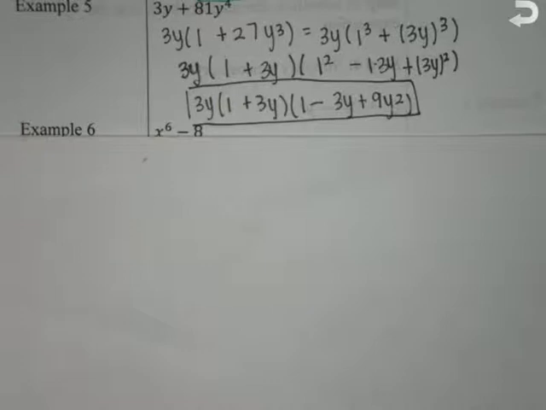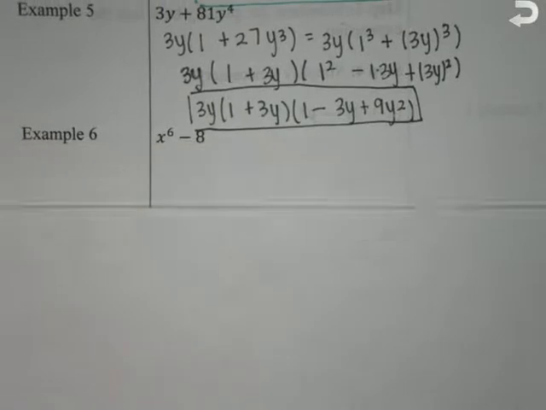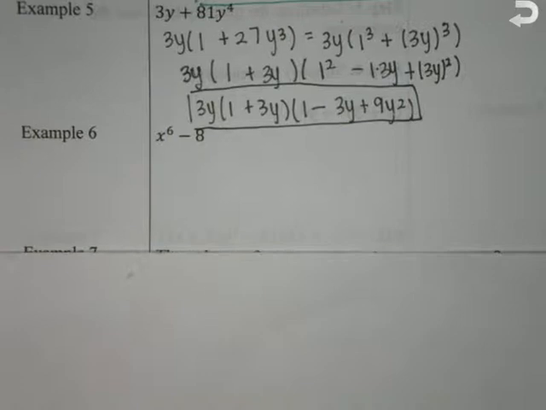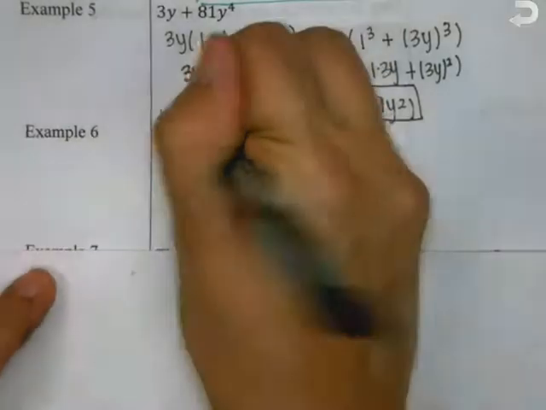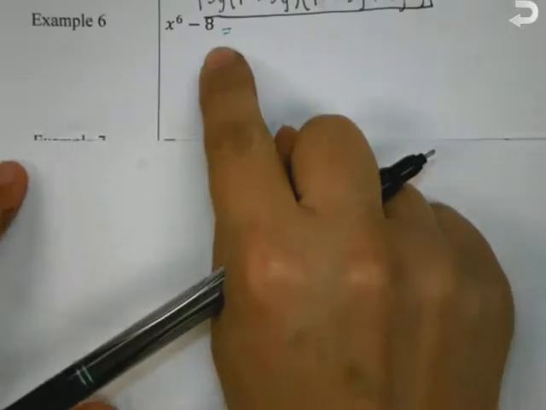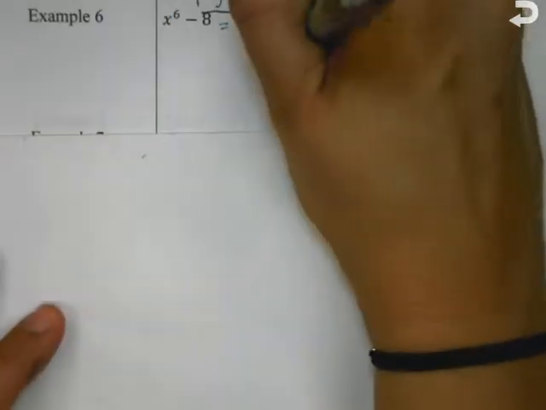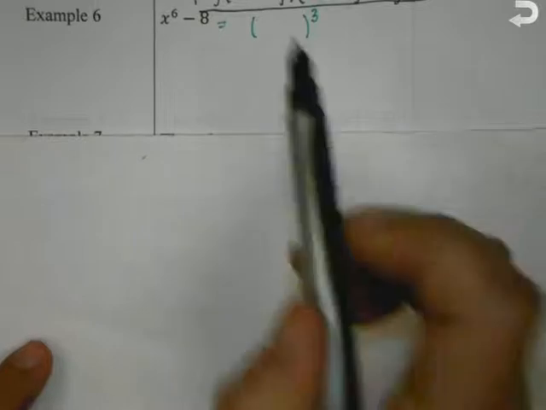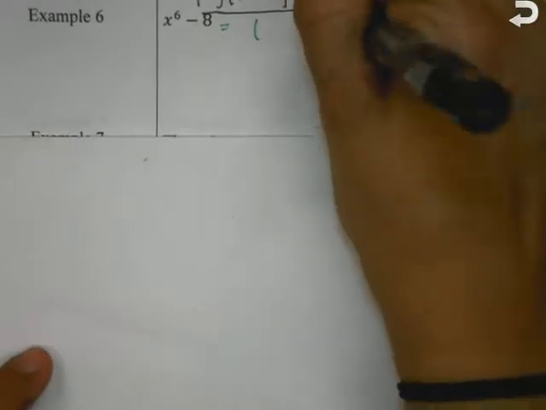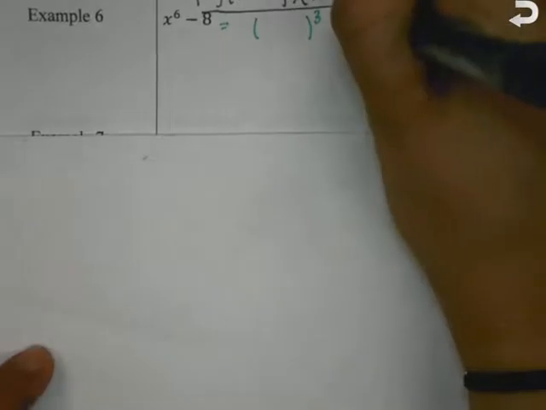Okay, last example, well, second to last example. X to the 6th minus 8. 8 is clearly a perfect cube, but x to the 6th doesn't really look like a perfect cube. I know I'm going to have some base, all of that cubed. What would go inside the blank? X. What did you think? Say it again.